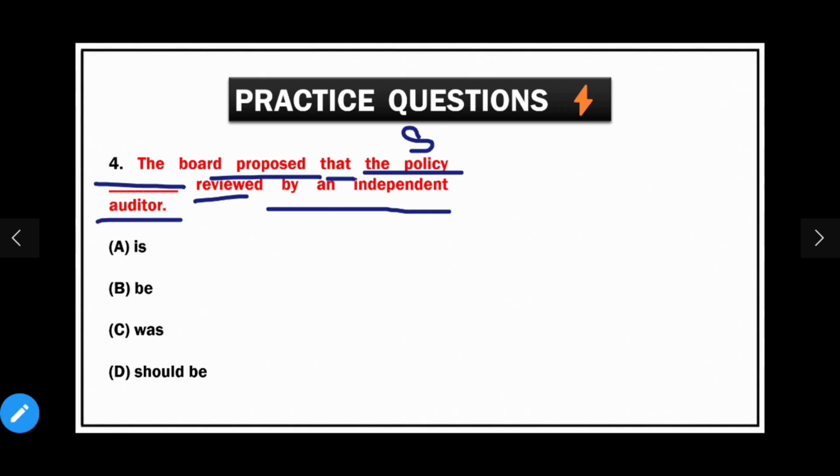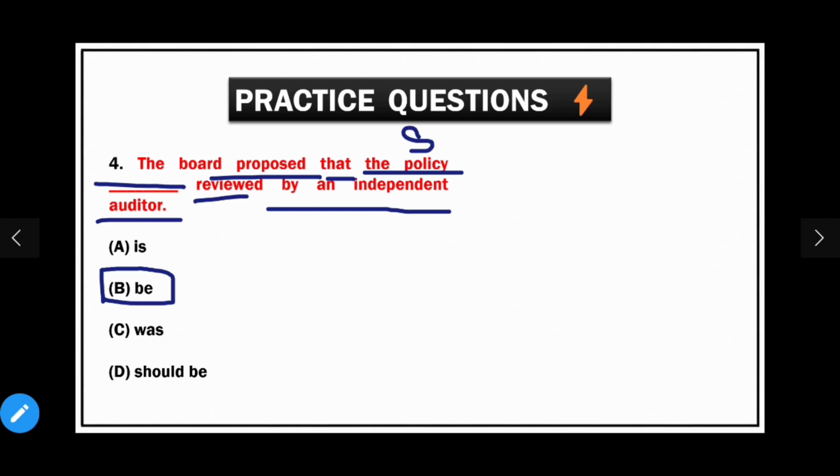Which one is it: be, was, should be? No, it will be "be", because in subjunctive mood questions we have learned that when a sentence starts with proposed, advised, mandate, essential, necessary, whatever, it will be a part of subjunctive mood. And then if it's written in subjunctive mood, we have to use the base form of the verb.